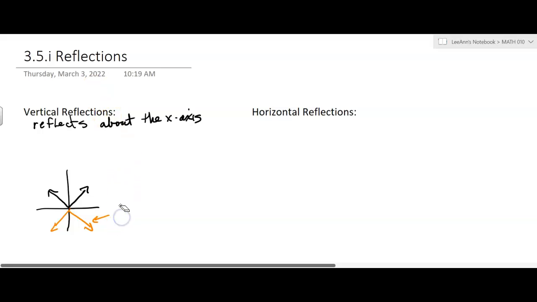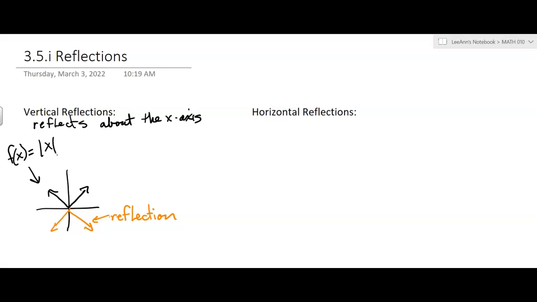Reflection. Oh, got all kinds of things here going. Let's see, orange. Reflection. Okay, now we know the original f of x, we know what that looks like. That was the absolute value of x, right? Okay, the reflection, when we have a vertical reflection or it reflects about the x-axis, it looks like, so call this g of x.